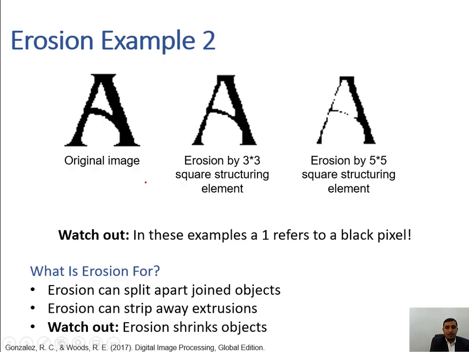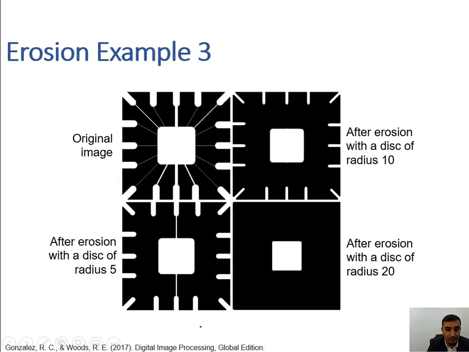Now, the erosion is useful because sometimes it can remove noise. This is an original image, this is an erosion by a 3 by 3 element. This is by a 5 by 5 square structural element. Of course, the structural elements may differ, so watch out in these examples. One refers to the black pixel, as you can see here, because these are the black pixels. So what is erosion used for? It can split part-joined objects, it can strip away extrusions, and it can shrink objects. So we need to be careful about that.